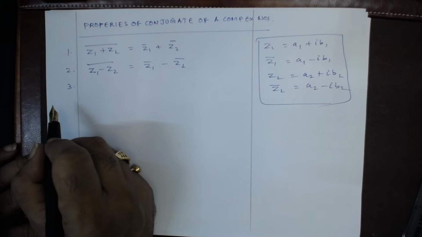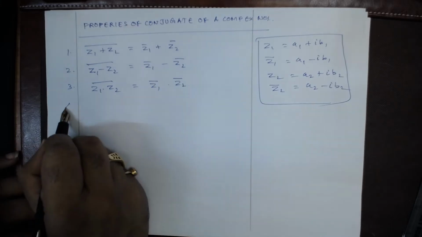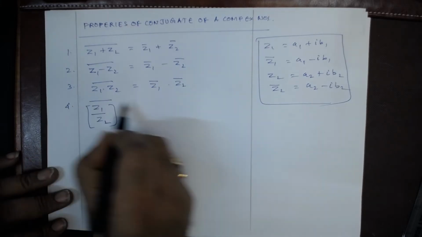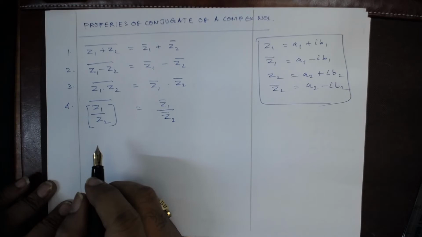Now the conjugate of the product of two complex numbers is z1 bar dot z2 bar. Similarly, the conjugate of z1 divided by z2 is equal to z1 bar divided by z2 bar. So this is regarding the conjugate.